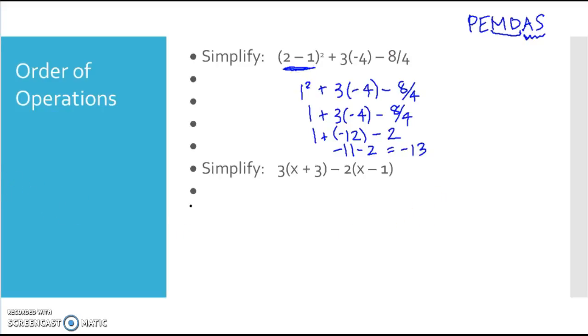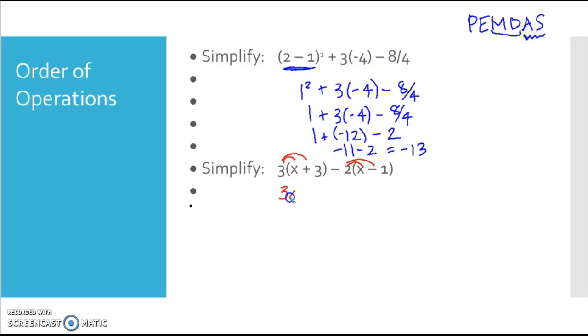Now I'm going to do the same thing for the second one, but now I've got an x in there. Right, so I start with my parentheses. Okay, I can't combine x plus 3, so I have nothing to combine inside my parentheses. I can't simplify them anymore. Exponents come next. I don't have any exponents. And then multiplication or division. I do have multiplication with this 3 times x plus 3. So I've got to distribute. Same thing with my 2.